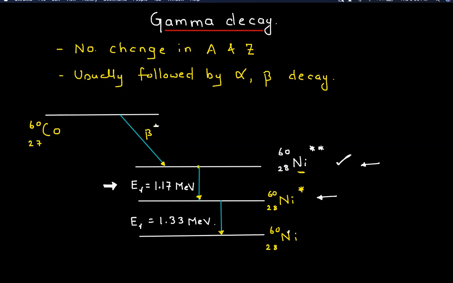So these are the three decays that are there: alpha, beta, and gamma decay. We need to discuss fission and fusion reactions also. So we can take a small break, come back, discuss fission and fusion, and then take up the next type of questions from this chapter.